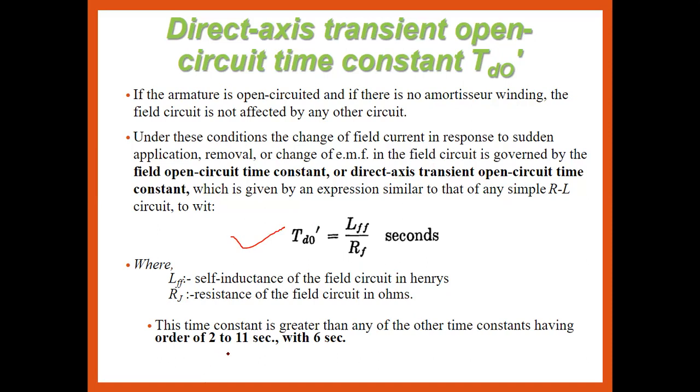Okay, what is the value of that? The value is generally greater than any other time constant, generally 2 to 11 seconds, or with reference to the average, about 6 seconds, for TD0 dash.